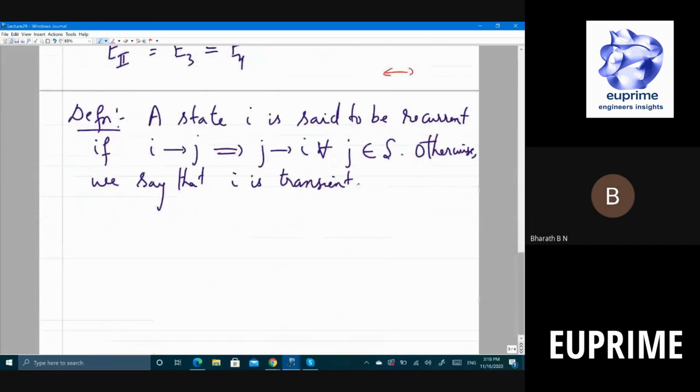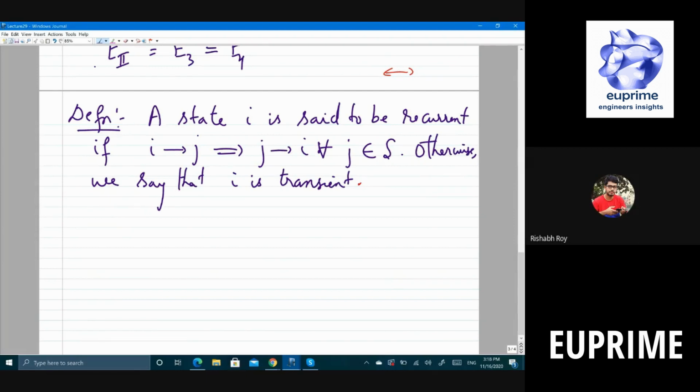Is that fine, everyone? So I can talk to J and J can talk to I. This is the notion of equivalence also, right? Is there an "and" between them? Correct, that "and" means communicating. But what it says is, if I can talk to J, then J should be able to talk to I. Then only we say that I is recurrent. Any questions?